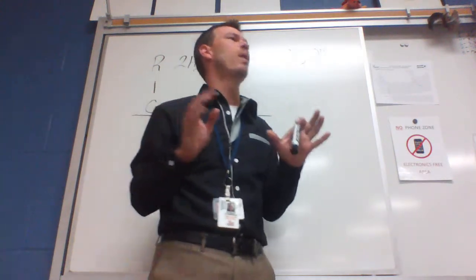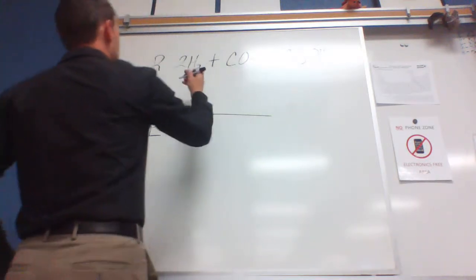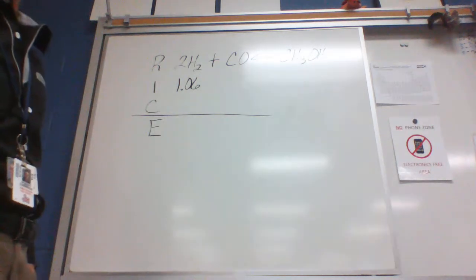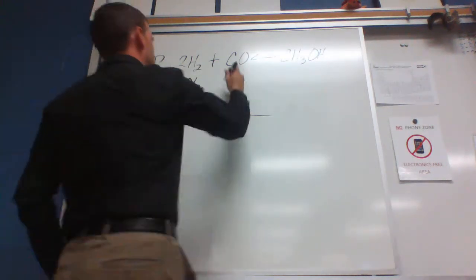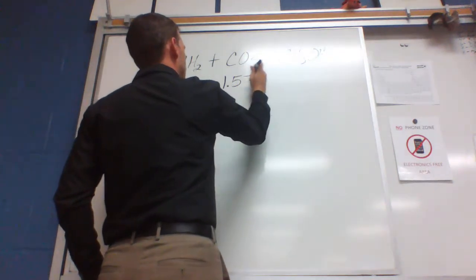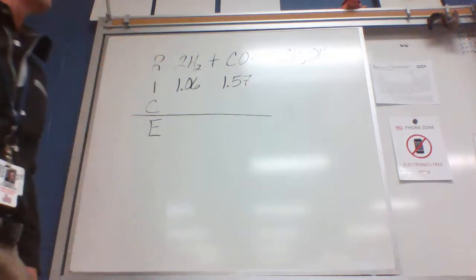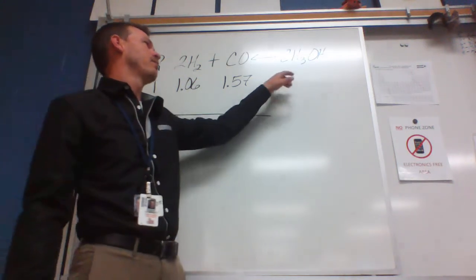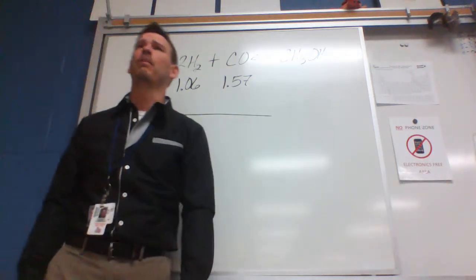Hooray. We don't have to sweat it too bad. But make sure you look closely. So it's going to give me 1.06 as my molarity of hydrogen. It's going to give me 1.57 as my initial molarity of carbon monoxide. And then we don't have an initial of the product.